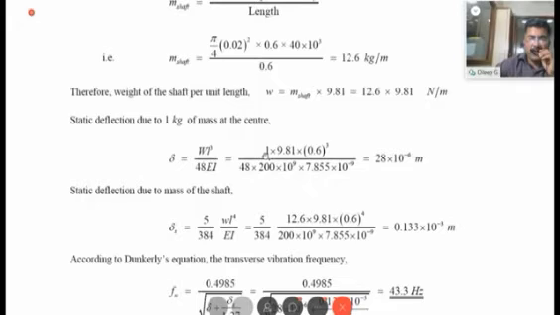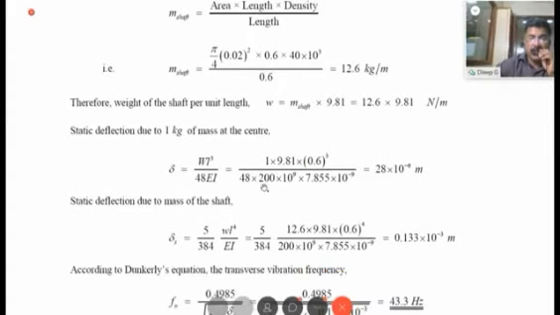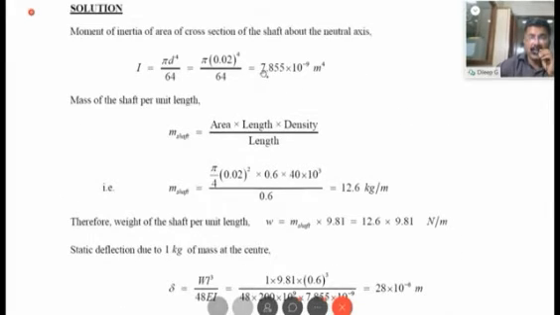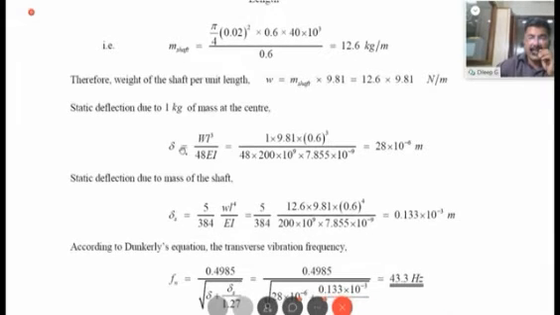W means 1 kilogram into 9.81, that means Newton, into length 0.6 meter, the whole cube, divided by 48 into E. We are given E, 200 gigapascal. Giga means 10 raised to 9. So 200 into 10 raised to 9 Newton per meter square, that is in SI system, into I. We have already found out what I is. It is 7.855 into 10 raised to minus 9. And if you do it, you will be getting delta as 28 into 10 raised to minus 6 meter.